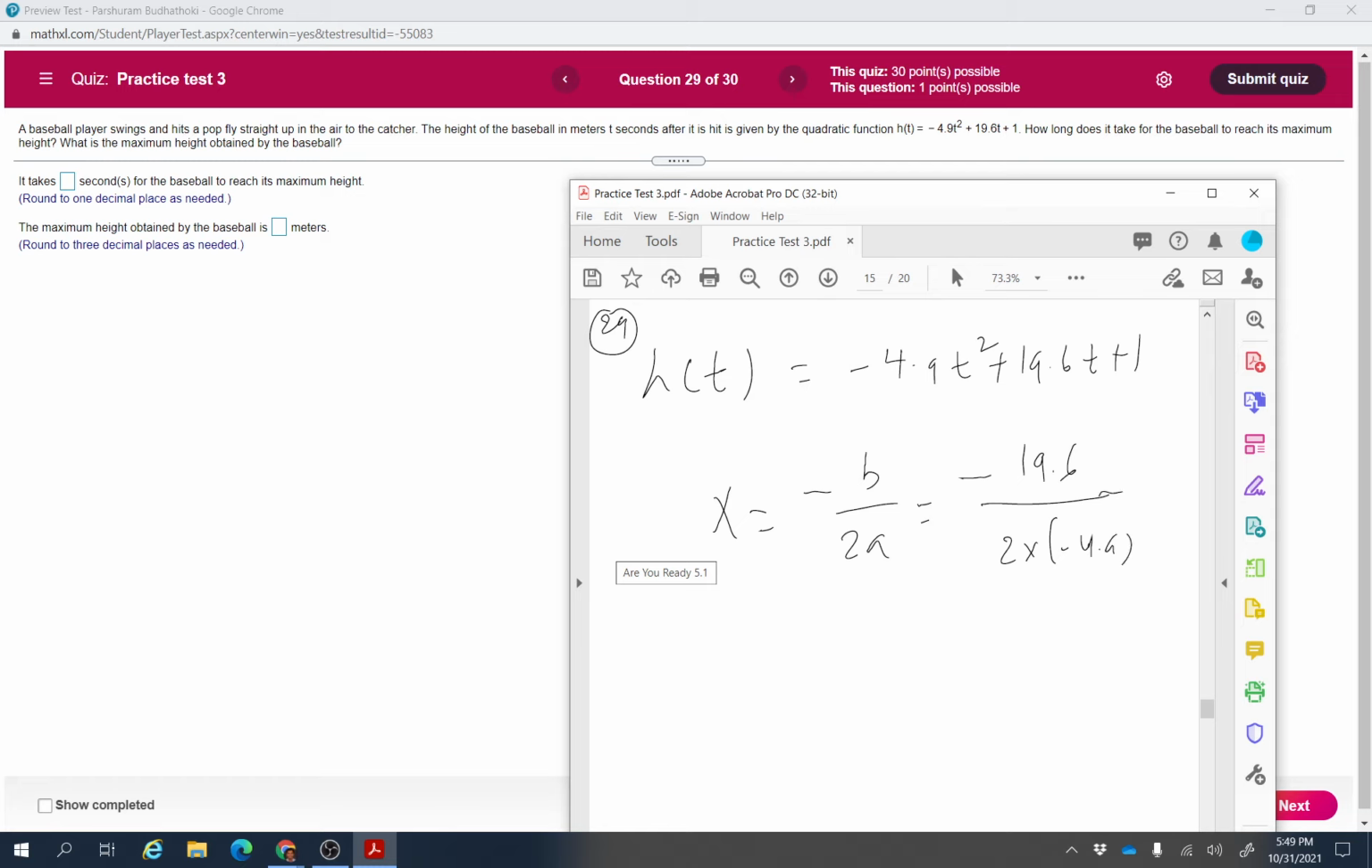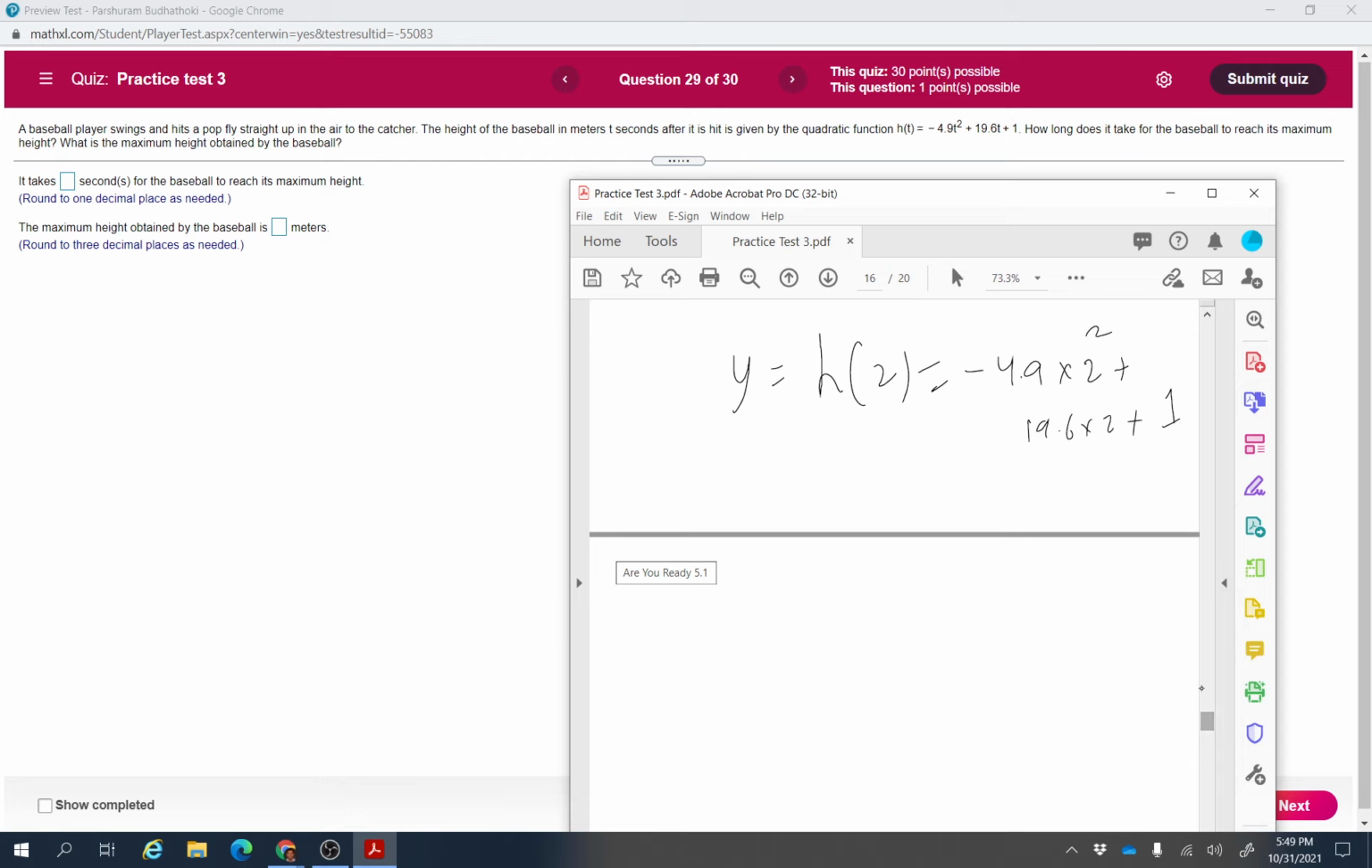If you divide 19.6 by 4.9, and divide that by 2, that will be 2. And then the y coordinate is the value of the height when time is 2. You just plug t equal to 2 into the function, which is negative 4.9 times 2 squared plus 19.6 times 2 plus 1.